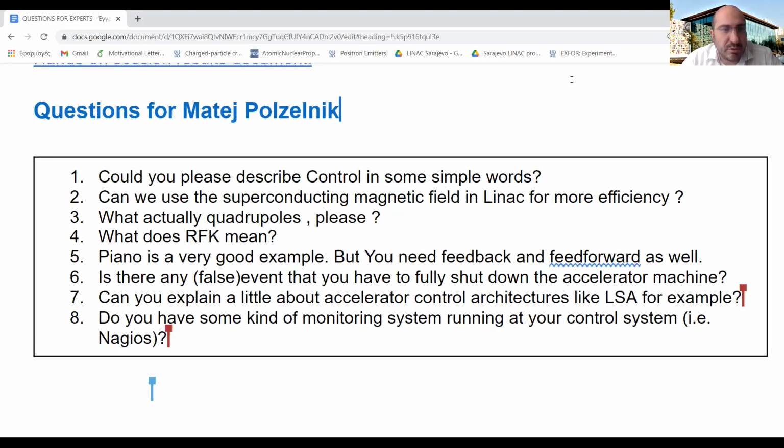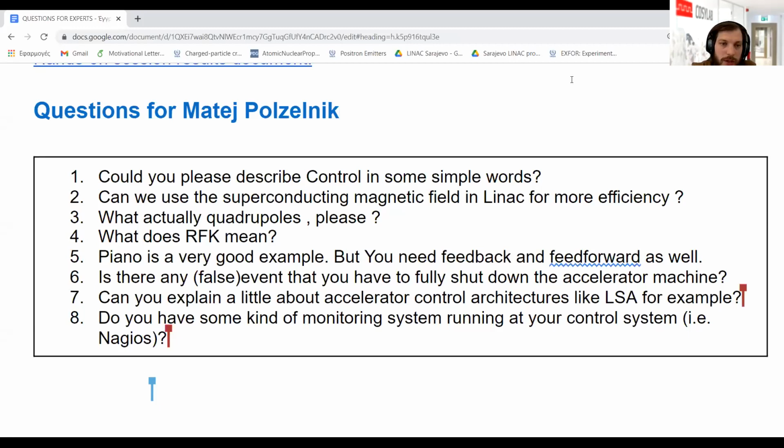Thank you, Marius. Can we use the superconducting magnetic field in LINAC for more efficiency? Basically, you don't need it because in a LINAC, the particles are going in a straight line. You just need some smaller corrections, and for that, you don't need superconducting magnets.